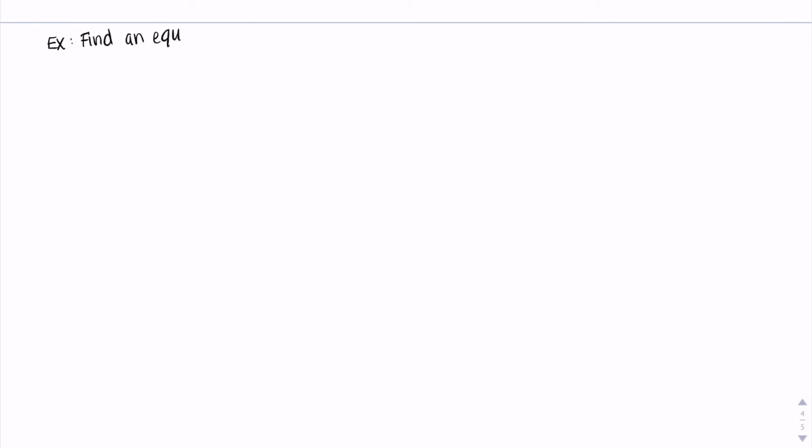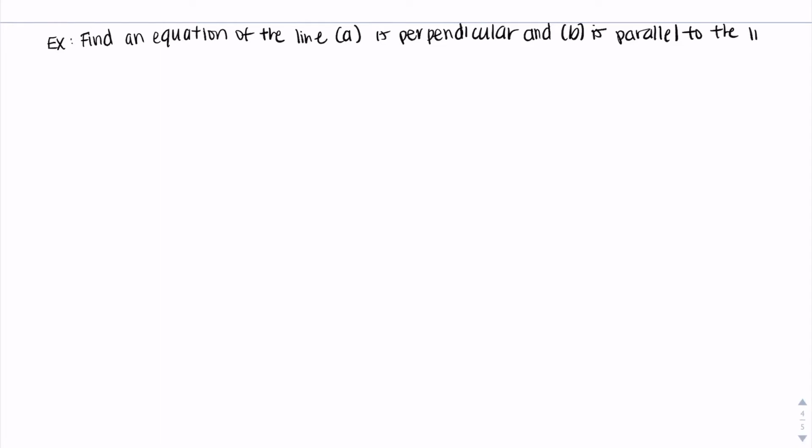Find an equation of the line that (A) is perpendicular and (B) is parallel to the line 3x minus 4y equals 10, and passing through the point 5 and negative 2.